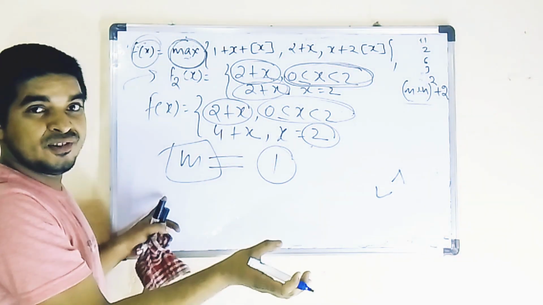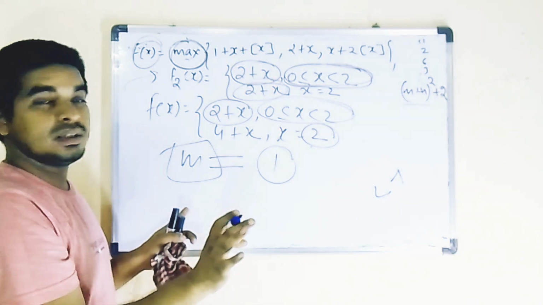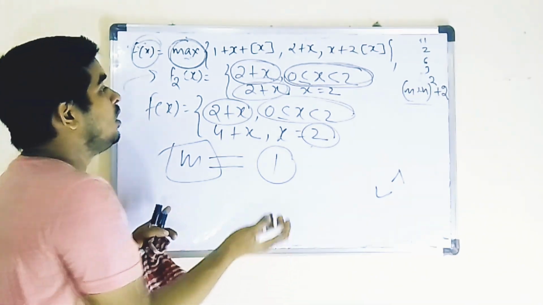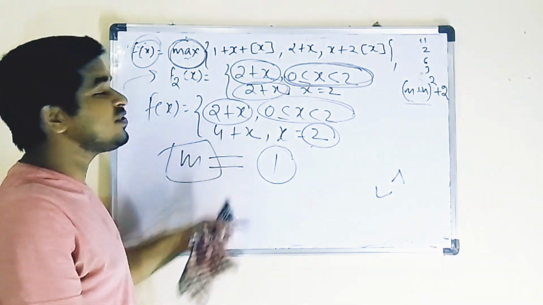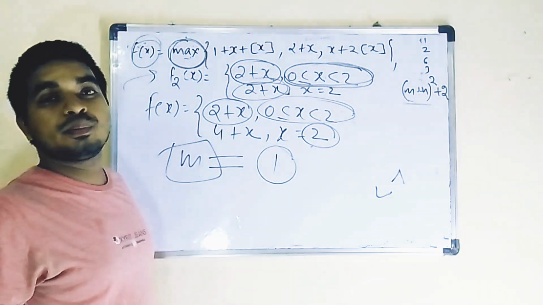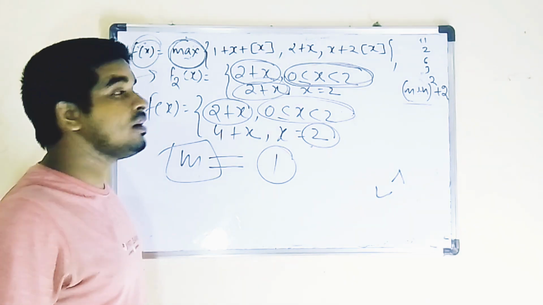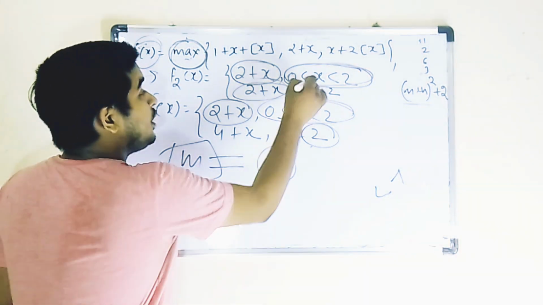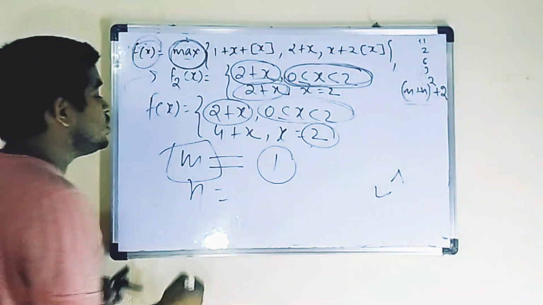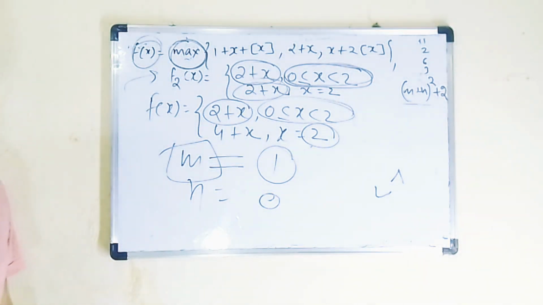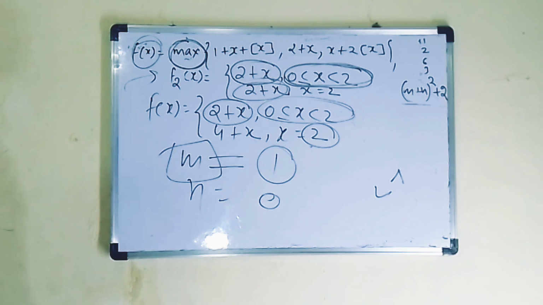In this interval, can you differentiate this function? Yes, easily you can differentiate. Means the function is differentiable. At x equal to 2, can you differentiate the function? Yes, the function is differentiable. So here the function is also differentiable. So how many points where the function is not differentiable? 0. There is no point where the function is not differentiable.